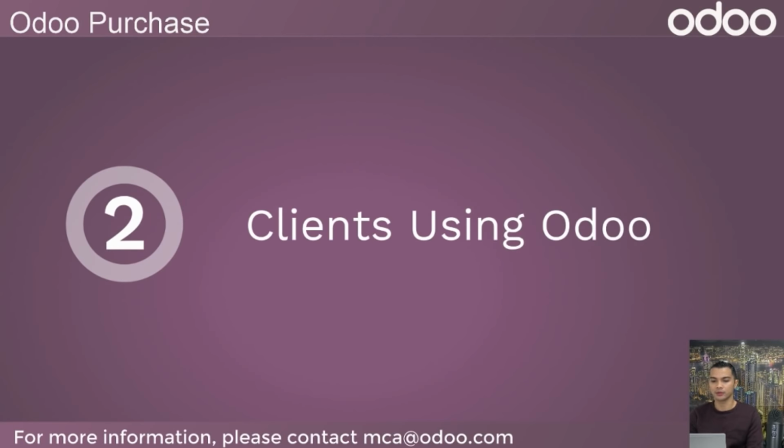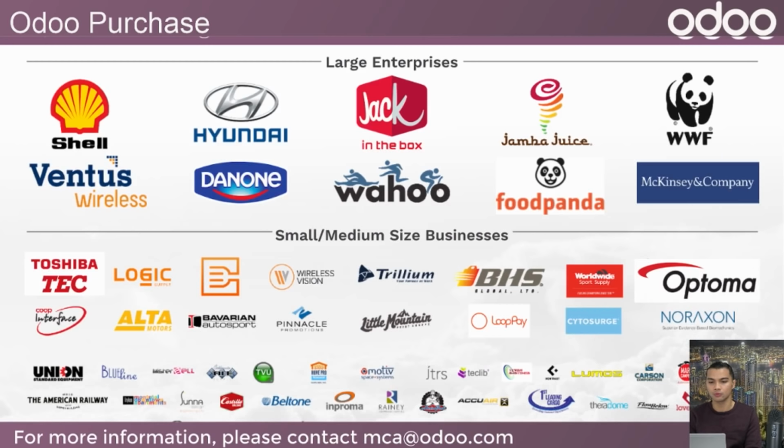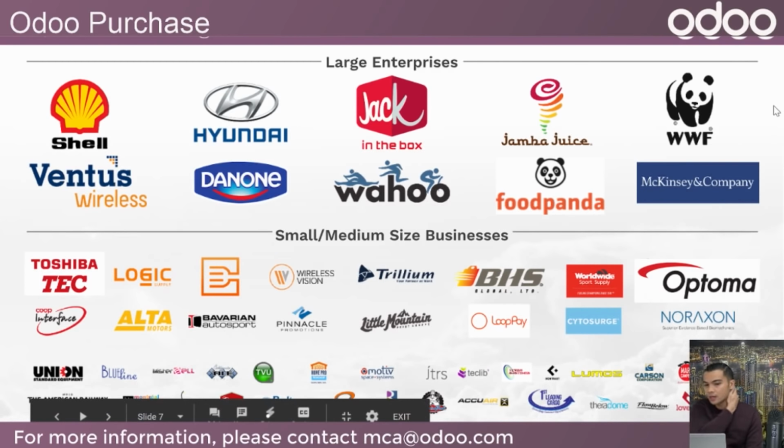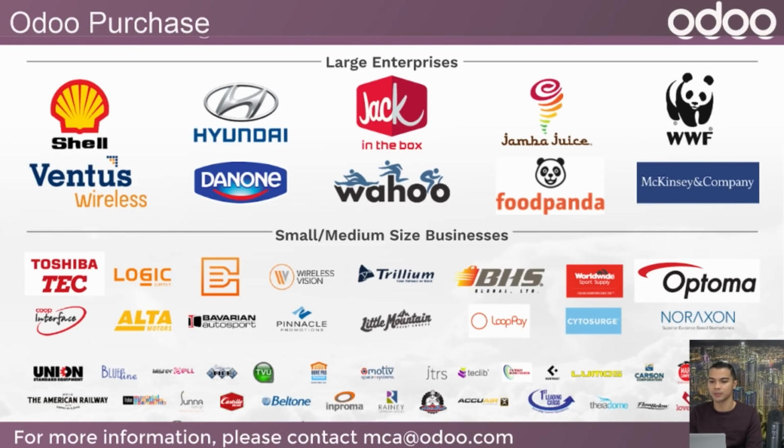With regards to clients using Odoo, we service different industries, from SMEs to large industries. Notable names here on top would be Jamba Juice and Foodpanda. We also cater to SMEs, and the platform is really geared towards helping businesses evolve into larger enterprises.